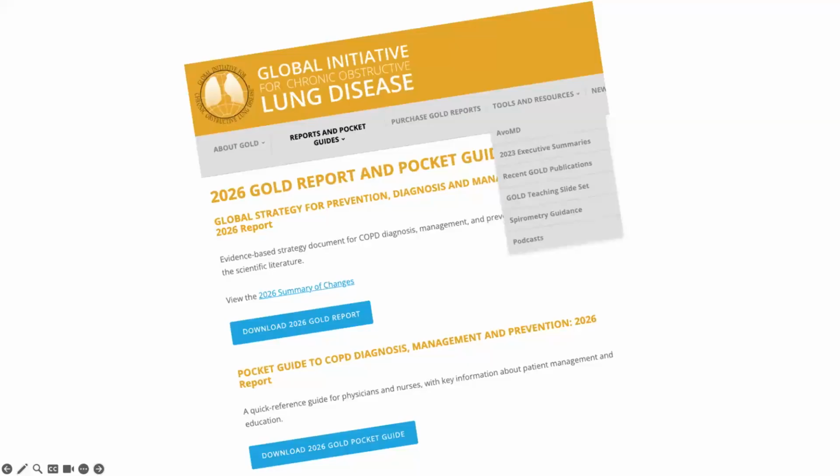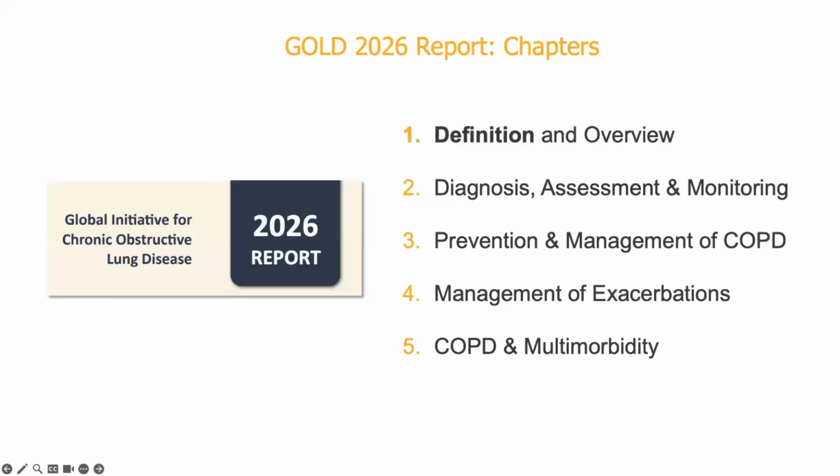There are many other resources among their web pages aside from just the pocket guides and the summaries. I mean, they even have PowerPoint slide sets. They have an app, and they even have podcasts that are available if you really want to nerd out on COPD. And who doesn't want to nerd out on COPD? I mean, most of our patients that we care for, I would say the lion's share, have COPD if you're in respiratory therapy. We will concentrate primarily for today's topic on the most updated report, which is 2026.